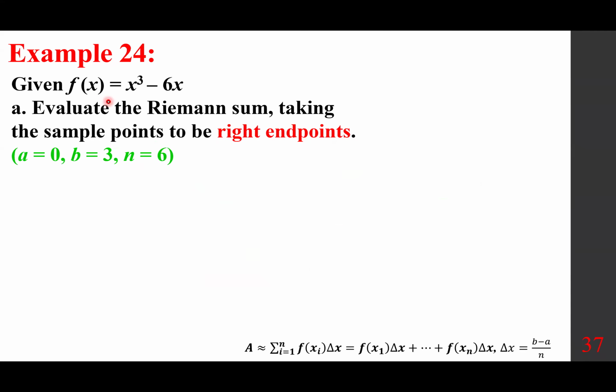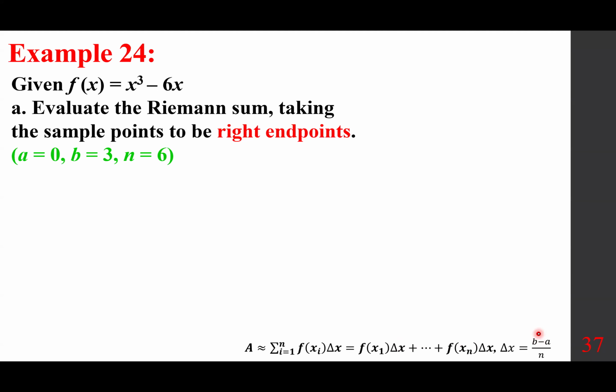Given f of x equals x cubed minus 6x, evaluate the Riemann sum taking the sample points to be right endpoints. a is 0, b is 3, n is 6. And the idea is the area is being approximated by a Riemann sum because n has a value. It doesn't go to infinity. I hope you remember we've done this concept. So in essence, it's f of x sub 1 times delta x plus f of x sub 2 times delta x all the way to the last one, f of x sub n times delta x, and of course delta x as always is b minus a over n.